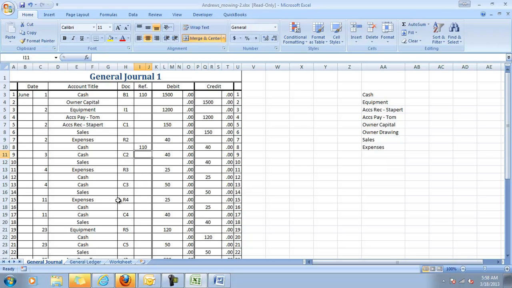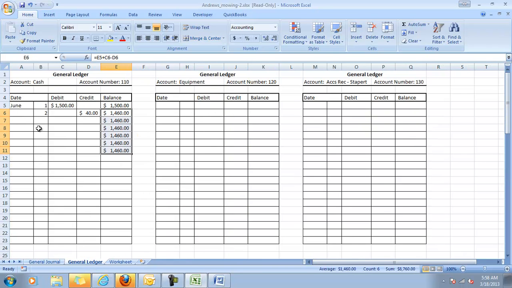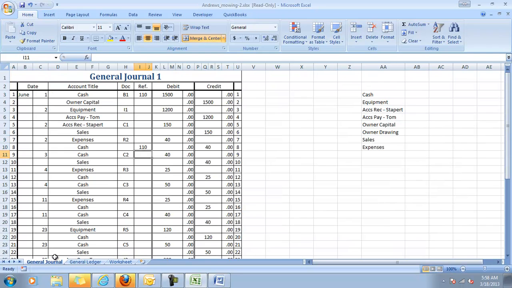The next one is a debit for $40 on the 3rd, and notice it keeps my running balance going for me. And then I go back to the journal, mark that I've done it, find my next transaction, and so on and so forth. So take a few minutes now and perhaps pause the video and fill in your general ledger.